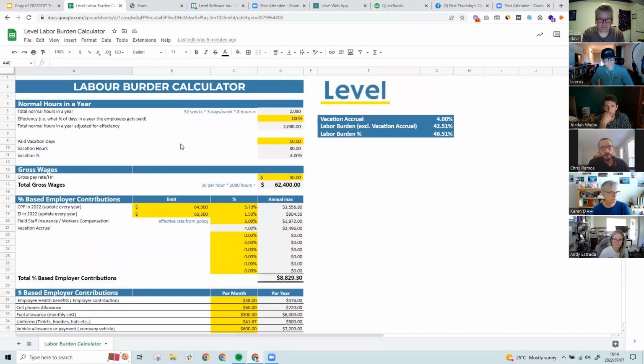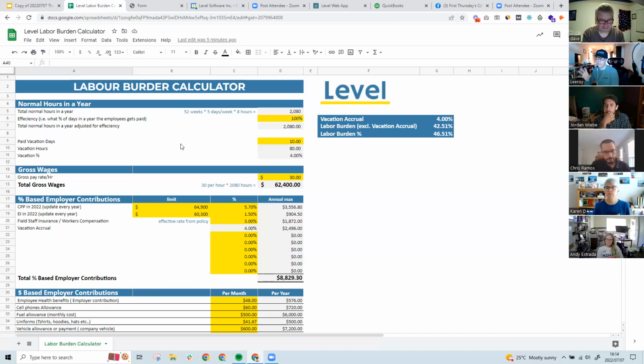Yeah. So total normal hours in a year. I wonder how I would do that. I'd just add another line, put the hours in there that we anticipate on Sundays, and then just add another line on the gross pay rate, and that should all total up again, shouldn't it?